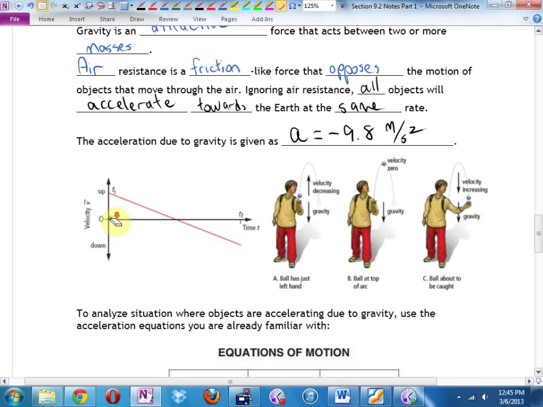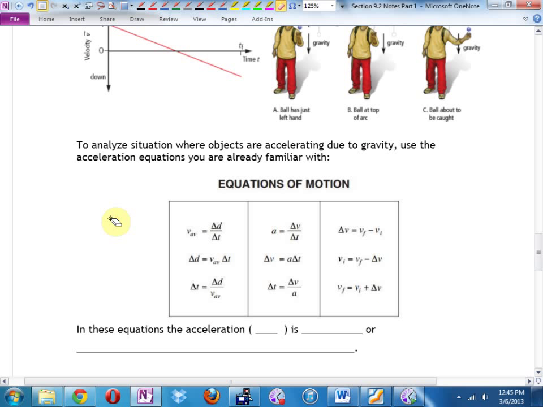So, to analyze free fall, we use the same equations, except the acceleration, a, is negative 9.8 meters per second squared. Or 9.8 meters per second squared down, but I'm just going to call it negative 9.8 meters per second squared.